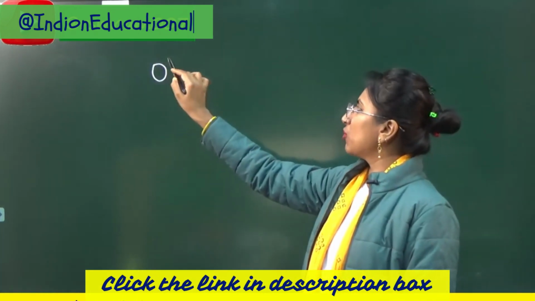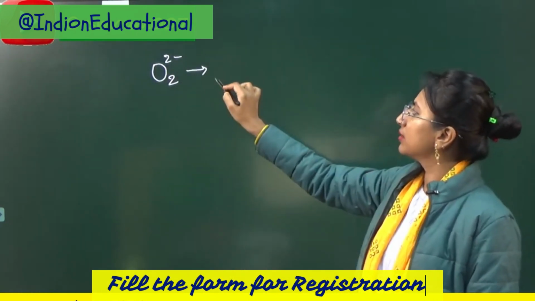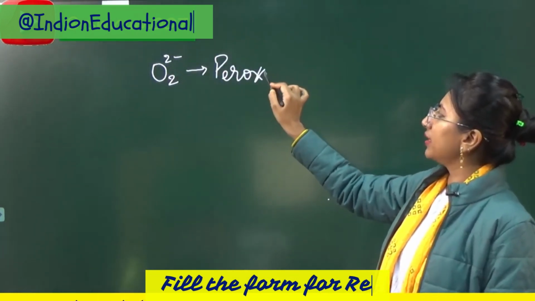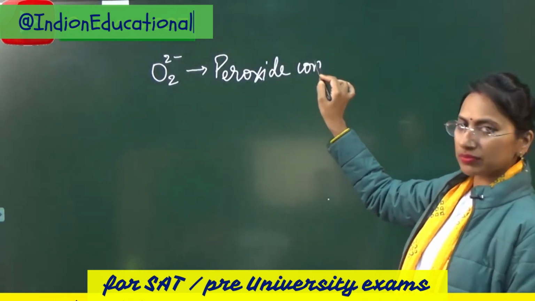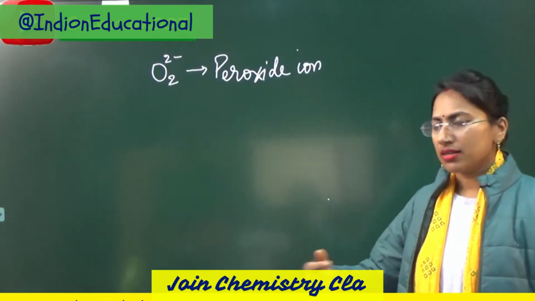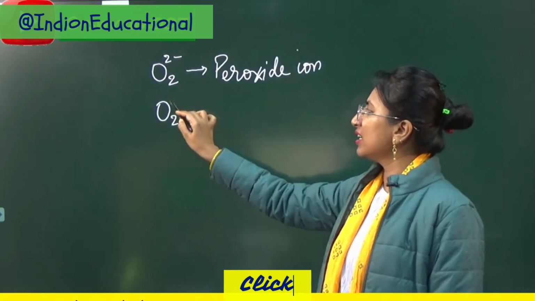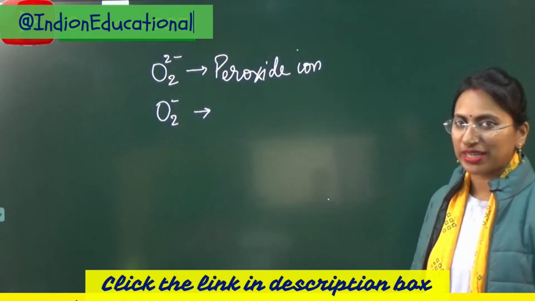We will write the names of some more ions, like O2 2 minus ion. This is known as peroxide ion. How is it related? We will get to know about it in our subsequent classes. And O2 single minus. You have to write it carefully.